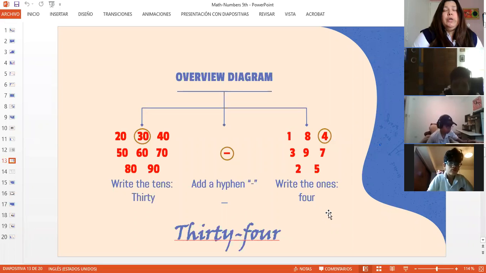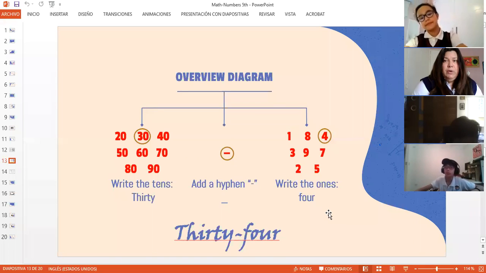If you go to a spelling competition and you are asked to spell a compound number, and you forget to write the hyphen, it will be wrong. You will be disqualified, okay?